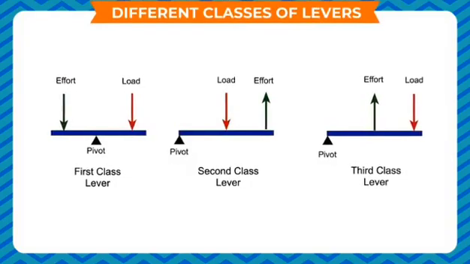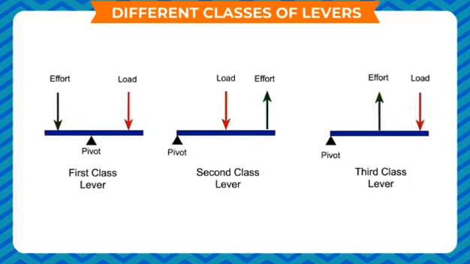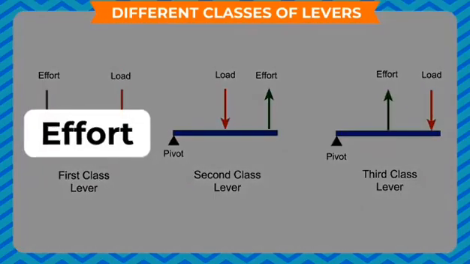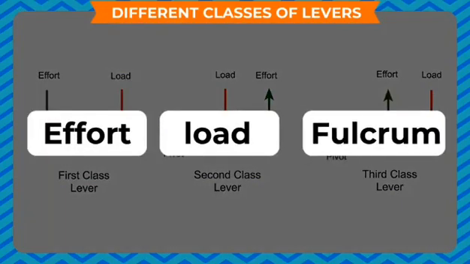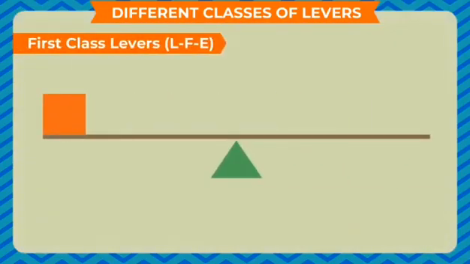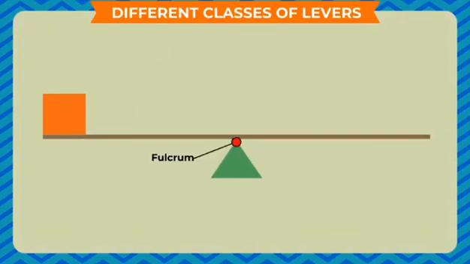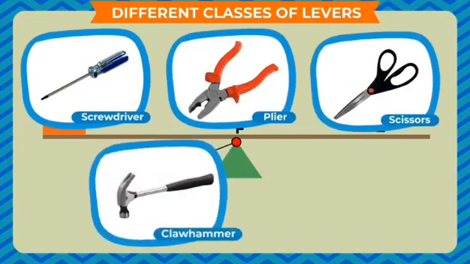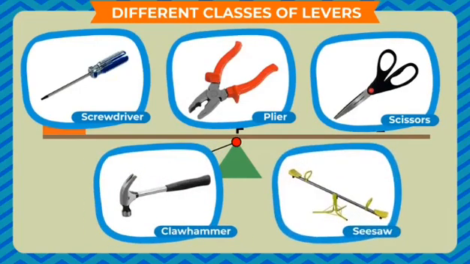Different classes of levers. There are 3 different classes of levers. They are named according to the position of the effort, load, and fulcrum. First class levers, LFE. In first class levers, the fulcrum, F, is located at some point between the load, L, and effort, E. The examples of first class levers are screwdrivers, plier, scissors, claw hammer, seesaw, etc.